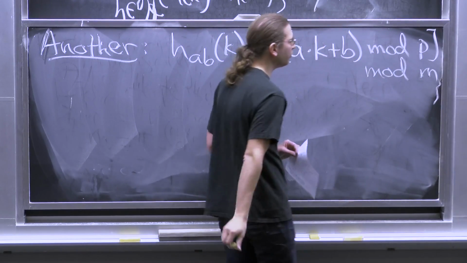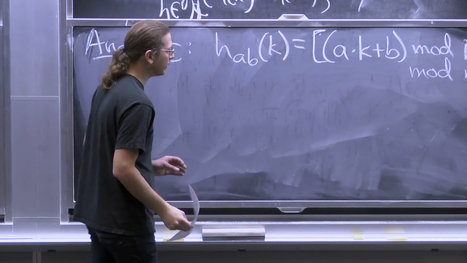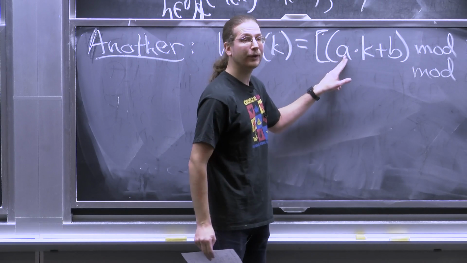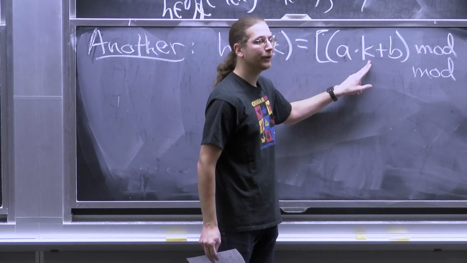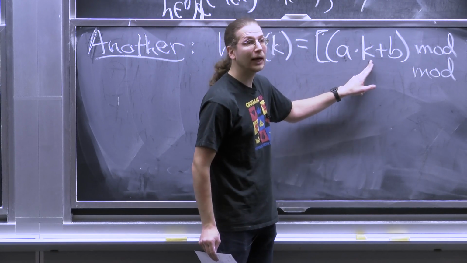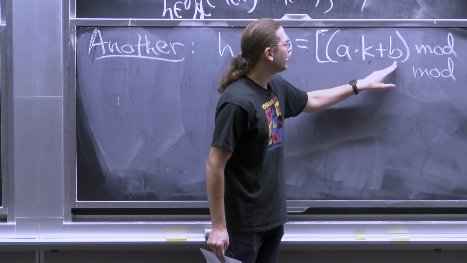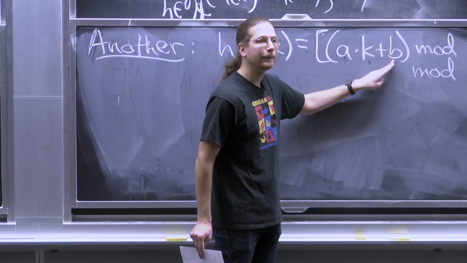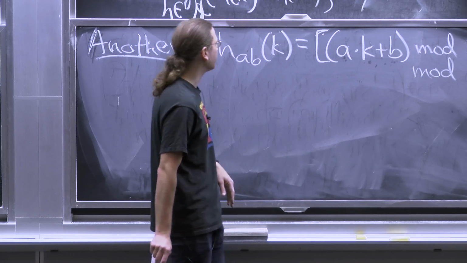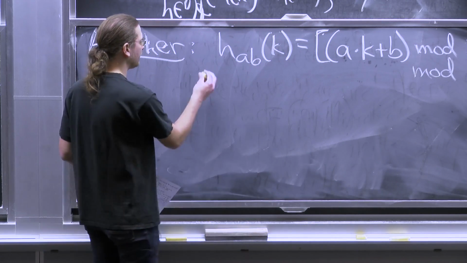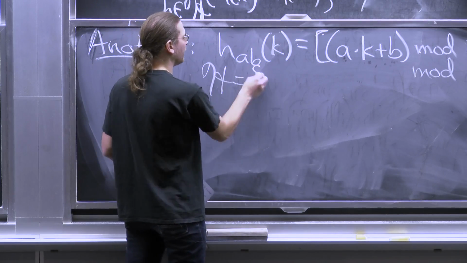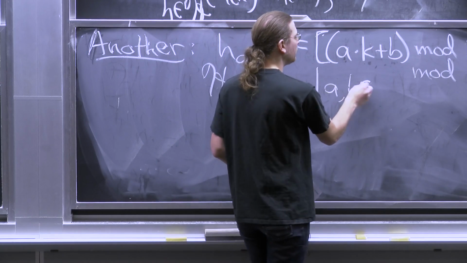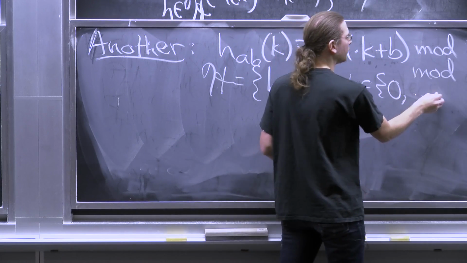It's a bit weird because it has two mods. You take mod p and then mod m. But the main computation is very simple. You choose a uniformly random value a. You multiply it by your key in usual binary multiplication instead of dot product, and then you add another uniformly random key b. This is also universal. So capital H is h_ab for all a and b that are keys.